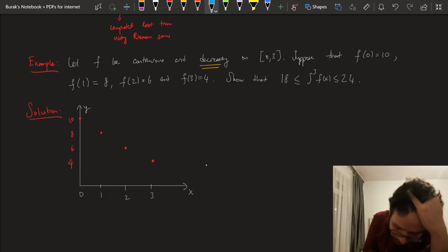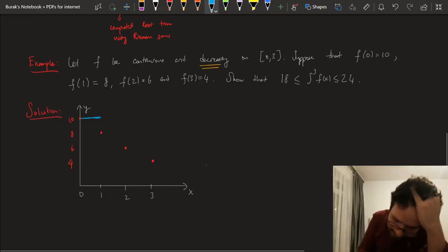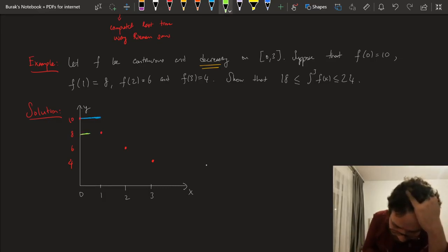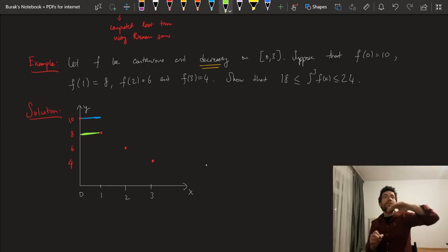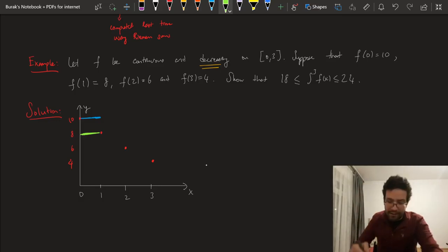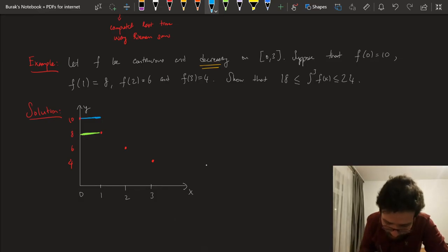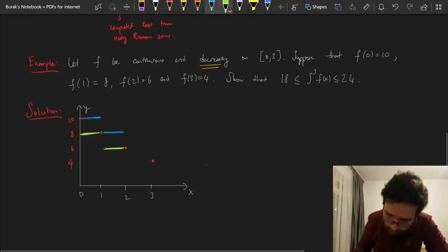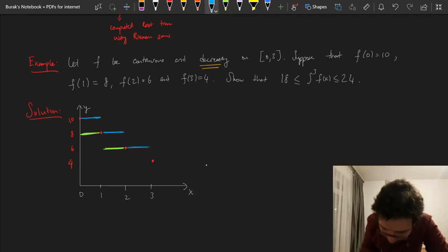which means that its value over the interval 0, 1 is at least 8 all the time because it's decreasing. It's decreasing to 8, which means that all its values are greater than or equal to 8. And because it's decreasing and its value at 0 is 10, the values are bounded above by 10. They can't exceed 10. Similarly, on the interval 1 to 2, the largest possible value of my function is 8, and the smallest possible value is 6. Over here, this is the largest possible value, and this is the smallest possible value.